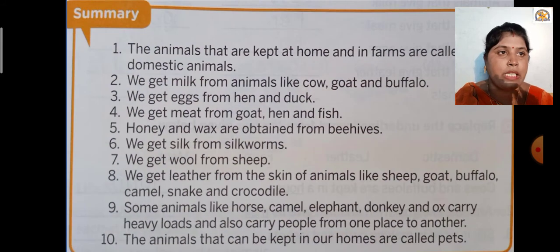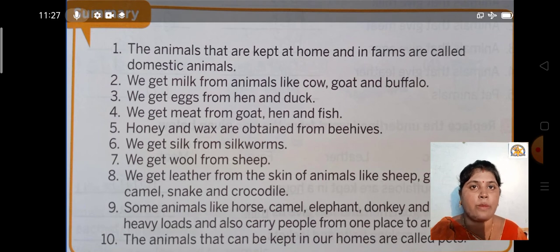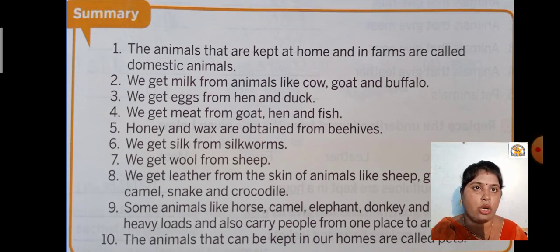So see, the revision we will take with the help of a summary also. So see, what are the important points of lesson number 2, the uses of plants. Number 1, the animals that are kept at home and in the farms are called domestic animals. Now see, we get milk from animals like cow, goat and buffalo. Milk is very important, and it is called a complete food also. So it is very much important for our daily need.